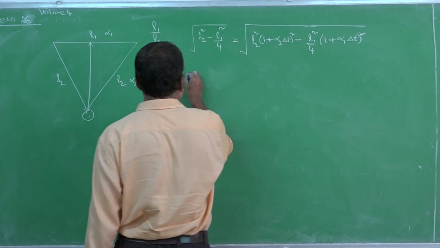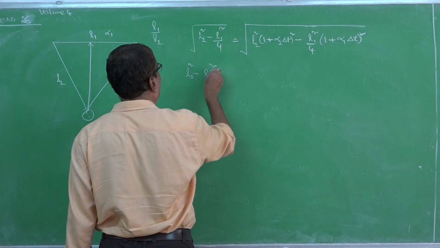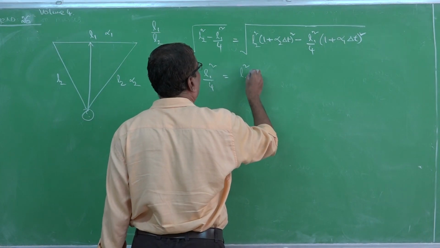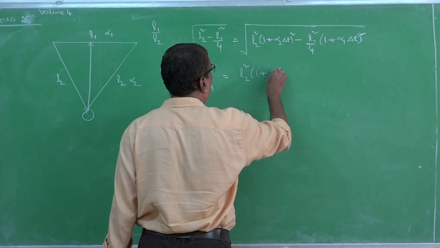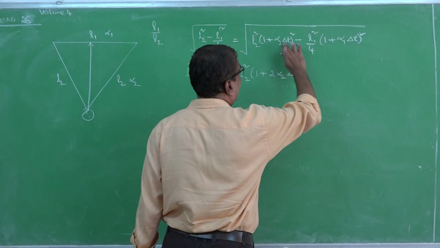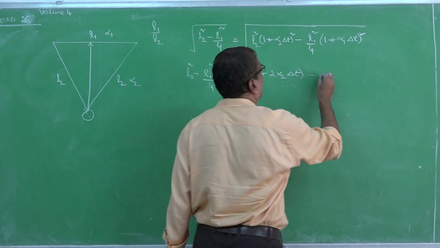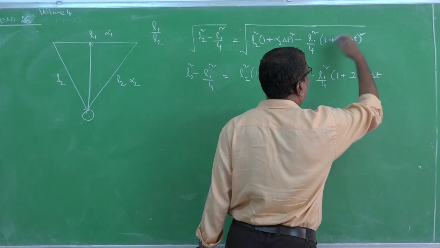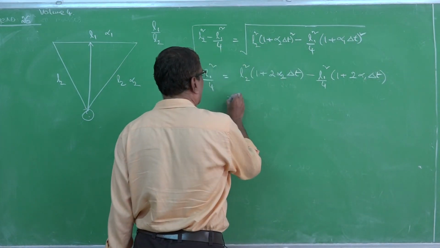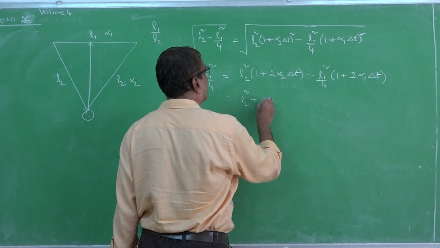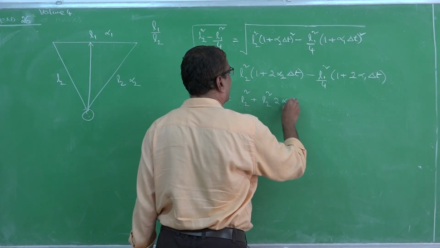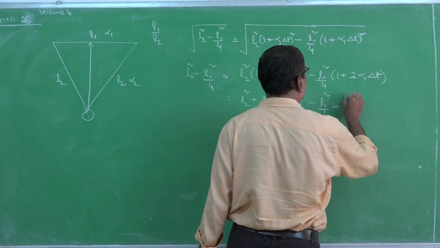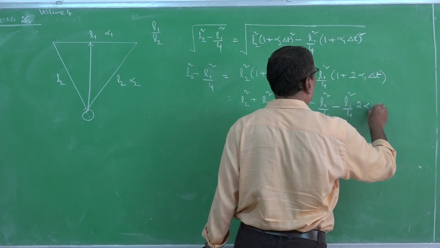On squaring on both sides, you get L2 square minus L1 square by 4 is equal to L2 square, expanding 1 plus 2 alpha 2 delta T and neglecting the alpha 2 square term, minus L1 square by 4 into 1 plus 2 alpha 1 delta T. Here also neglecting the alpha square term. So this equals L2 square plus L2 square 2 alpha 2 delta T minus L1 square by 4 minus L1 square by 4 into 2 alpha 1 delta T.